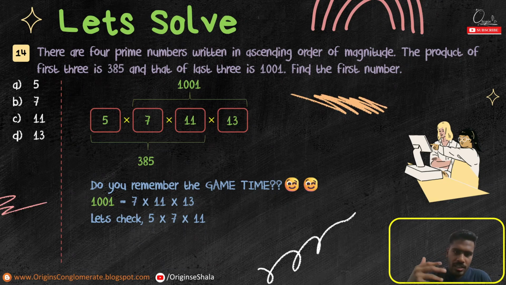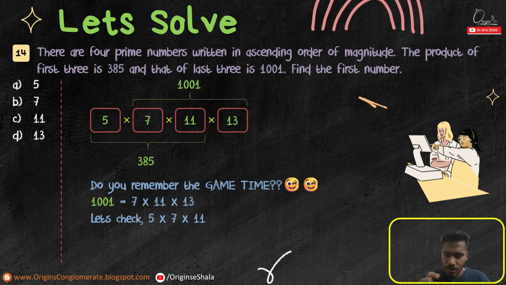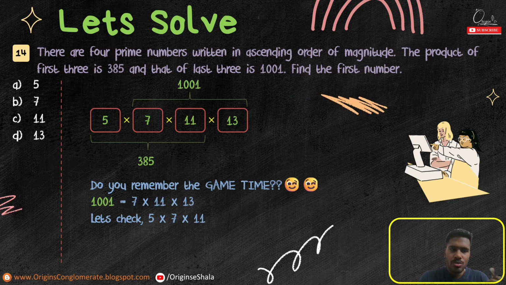Okay, that's the logic I came up with when I saw this question, even without knowing our game time multiples. Okay, so let's move on to the next question. I'm sure this jogged your memory and why that pair of 3, 5, 7, 5, 7, 11 and 7, 11, 13 is important. And of course our answer for this, the first number in the series is 5, so that will be our answer.